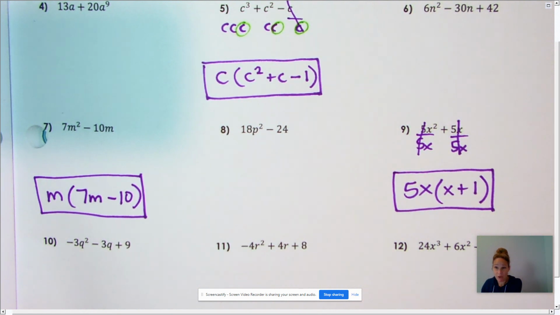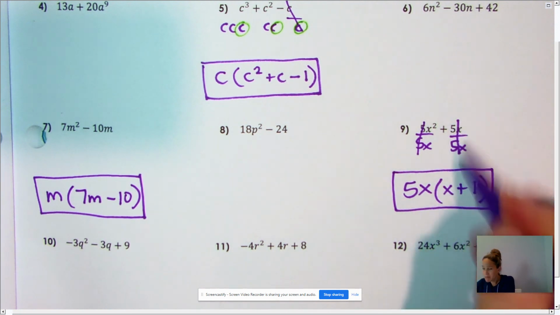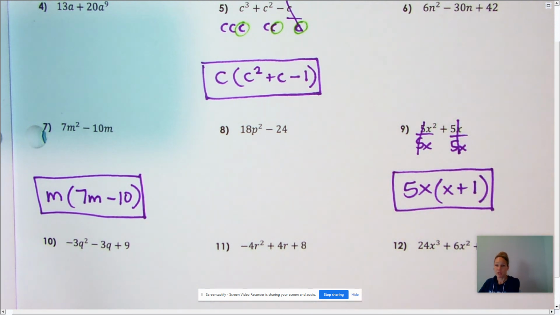So I'm never going to get 0. But if I'm dividing by exactly everything that's there, we're going to put a 1 there.